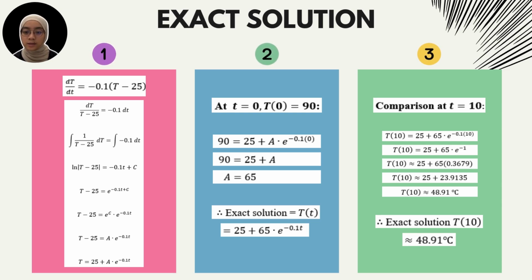Finally, we can compare the result to the estimate from Euler's method. We see that the exact solution predicts a temperature of 48.91 degrees Celsius, while Euler's method gives 47.66 degrees Celsius. The small difference is due to the approximation used in Euler's method, while the exact solution is derived directly from the differential equation.